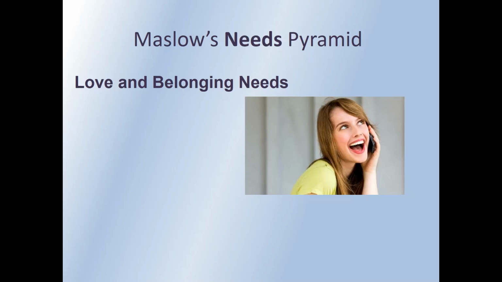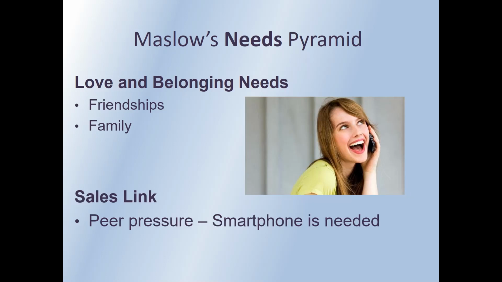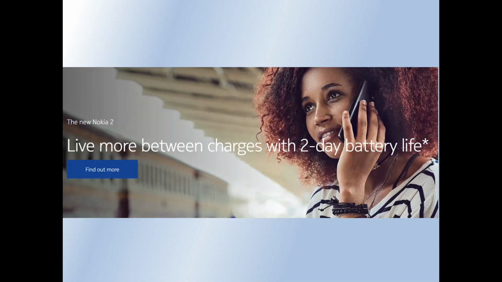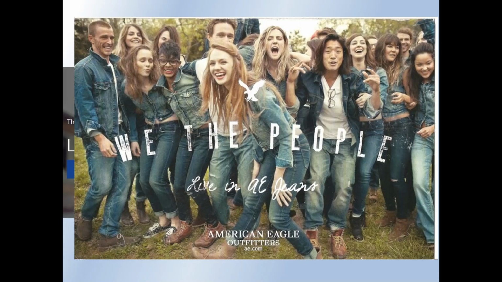The next level up is love and belonging needs. So love and belonging is friendships and family. How would you link this to sales? In this possibility, peer pressure would be one, friendships. So a smartphone would be needed. So here's some advertisement for this level of Maslow's pyramid. Cell phone: live more between charges with 2-day battery life. Do you feel that this ad talks about this level of love and belonging?